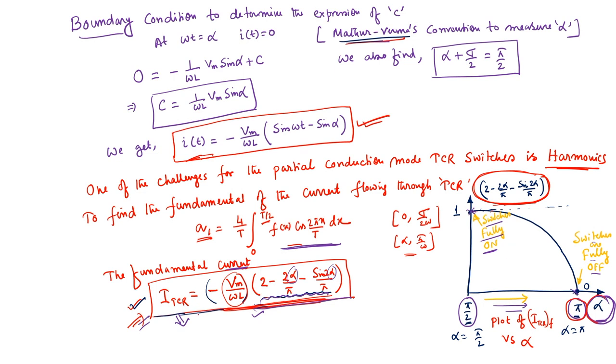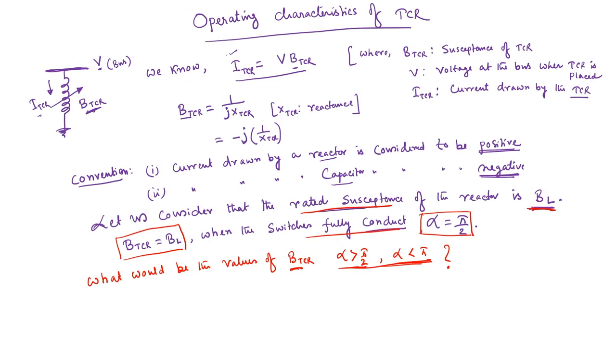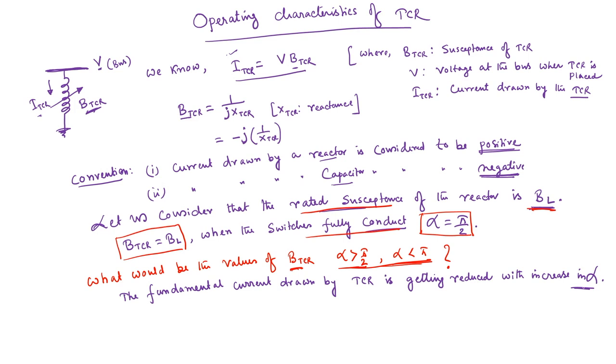So, it means that the fundamental current drawn by the TCR is getting reduced with the increased value of alpha. This is something we can note down: the fundamental current drawn by TCR is getting reduced with increase in alpha. So, overall current is getting reduced when you are delaying the firing angle, when you increase the firing angle.